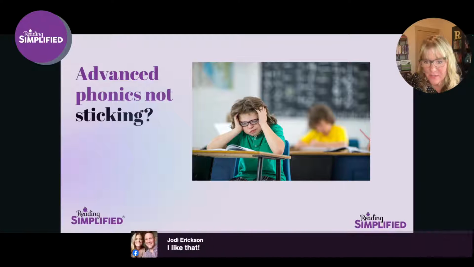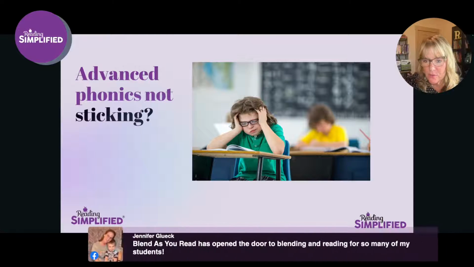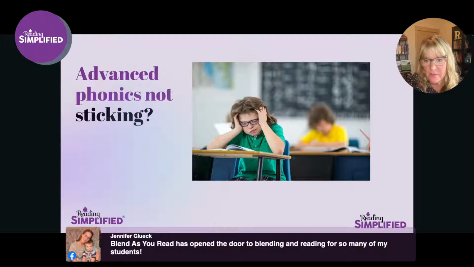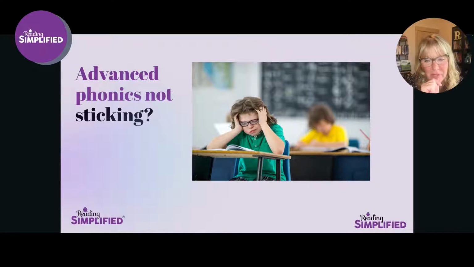Jody says she likes Read It, and so does Crystal. Jennifer says, Blend as you read has opened the door to blending and reading for so many of my students. Janice asks, is Read It similar to orthographic mapping? Orthographic mapping is the process that the brain has to go through to get a word to stick by sight. And so Read It can be one tool to support that, as can Switch It, and as can this next activity I'm going to talk about.